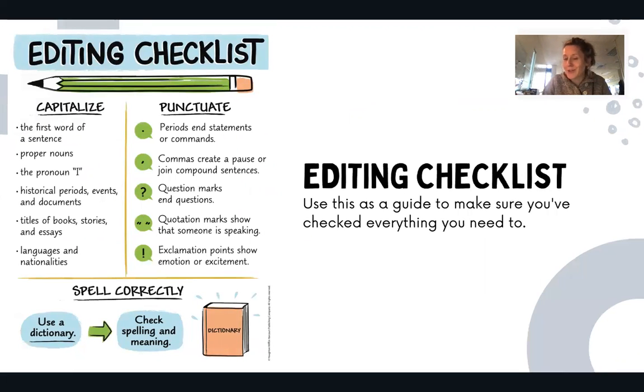Another tool you can use to check your capitalization, spelling, grammar, punctuation, all that stuff is this editing checklist. I use this all the time. First on the left, this is the list of everything that needs to be capitalized. On the right, everything that needs to be punctuated. So I'm just going to name some of these punctuations. Quotation marks down here show that someone's speaking. Commas create a pause or join compound sentences. So again, look for this editing checklist in the class to use as a tool to make sure you have everything that you need.